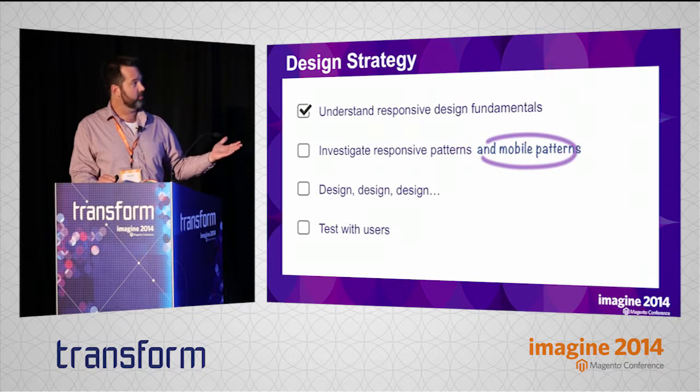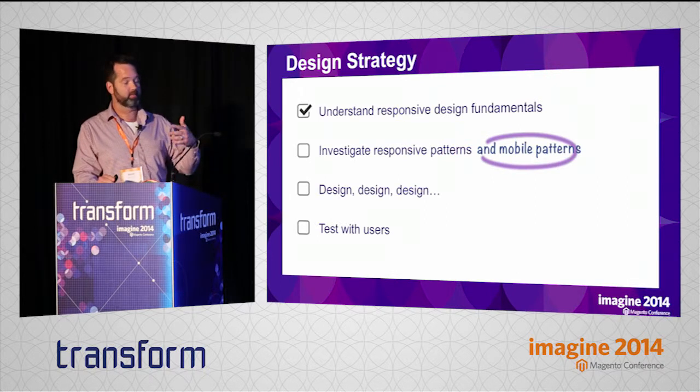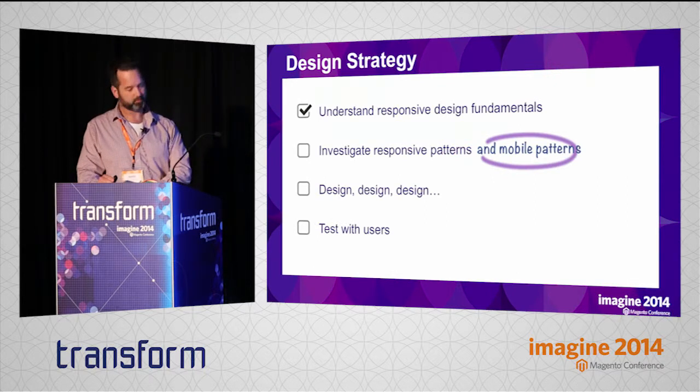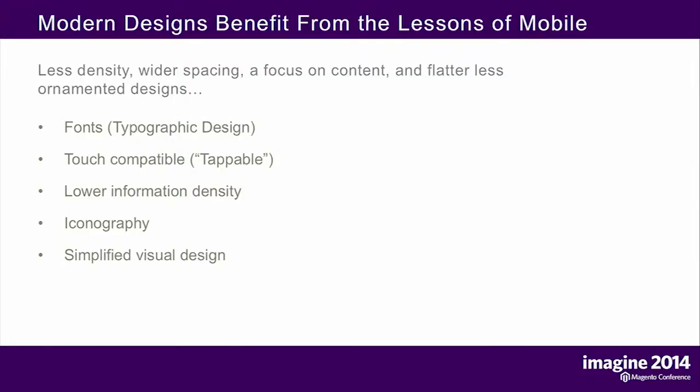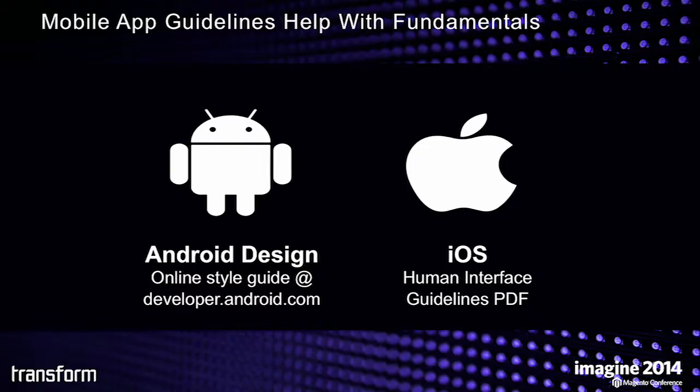So I had to append my strategy. I added mobile patterns to it. So I'm just going to blast through these really quick. So mobile device fundamentals hold true. And so things like typographic design, making sure they're touch compatible, good visual hierarchy, lower information density, these things are all very important to good design. So Apple and Android provide 2 great guidelines and references. So when building a responsive site, I really recommend you go back and review these mobile app guidelines.